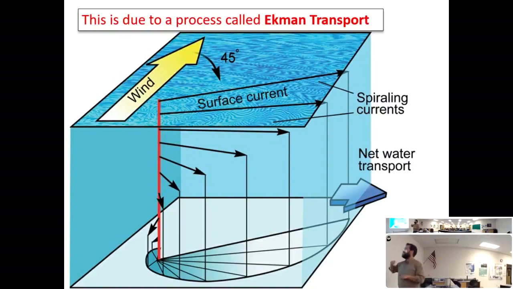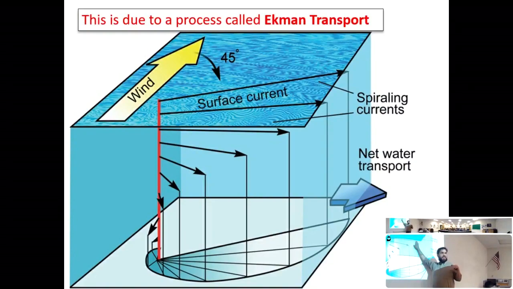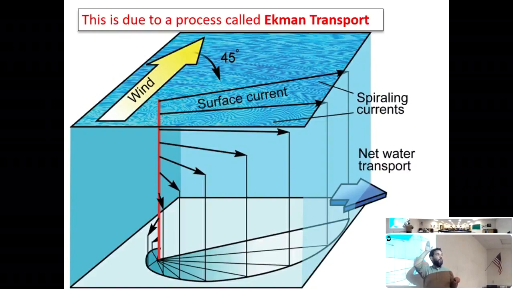Think about this though. The layer underneath that, let's say 10 meters down, can it feel the wind? It can't feel the wind, right? So it's moving because the water on top of it is moving. But guess what? It's going to be deflected to the right relative to the water above it, because it's not being driven by the wind, it's being driven by the water above it.